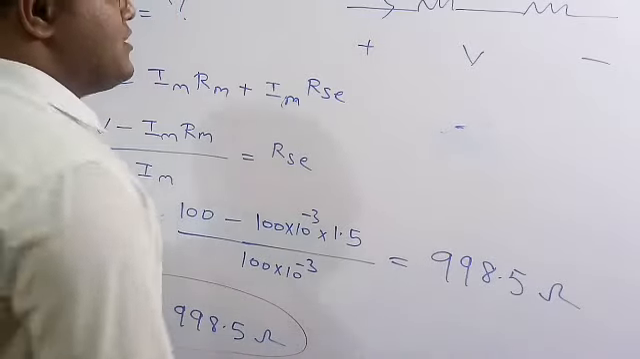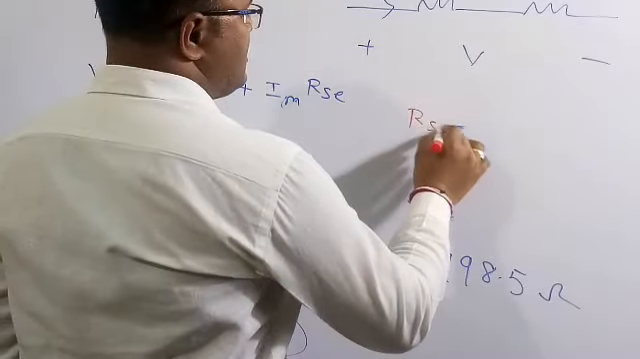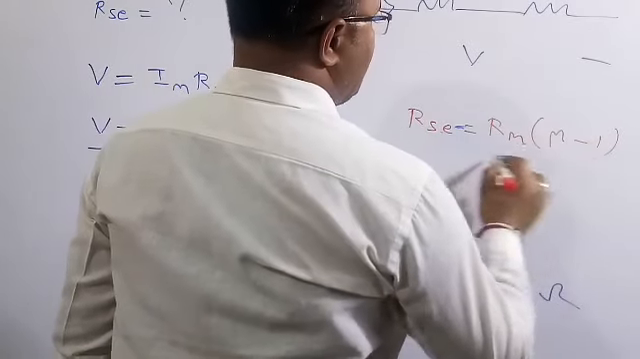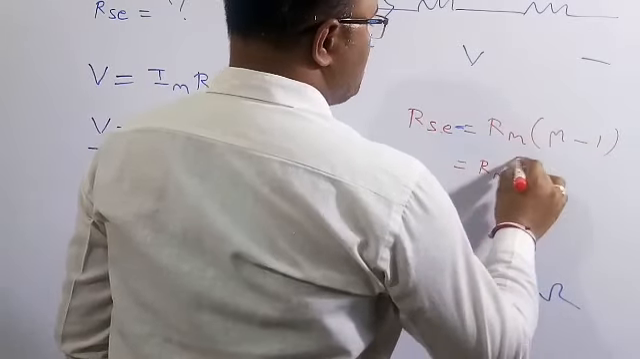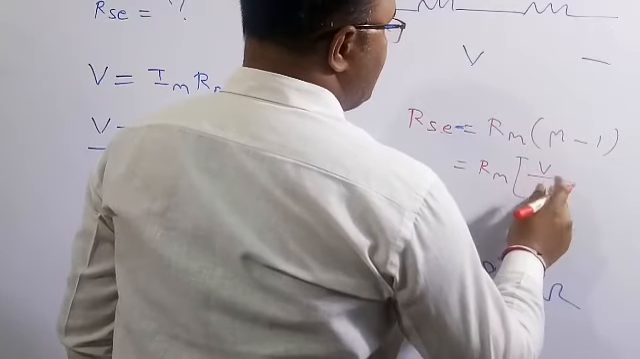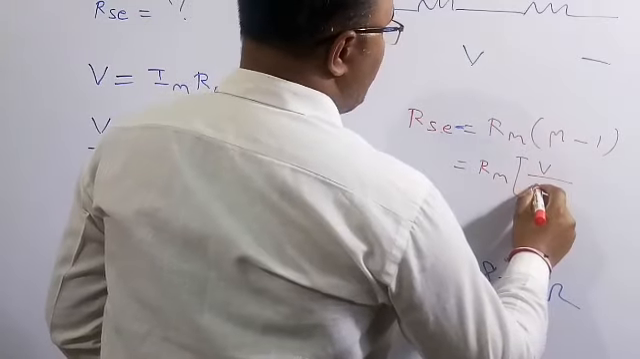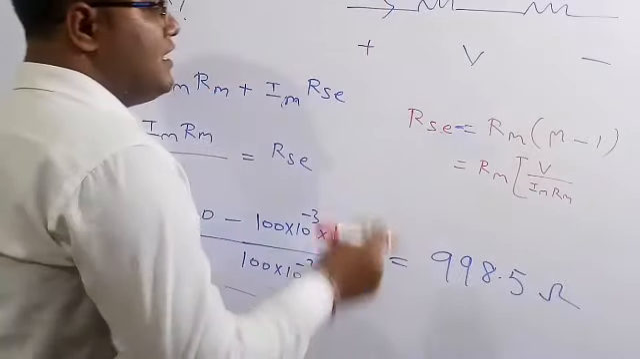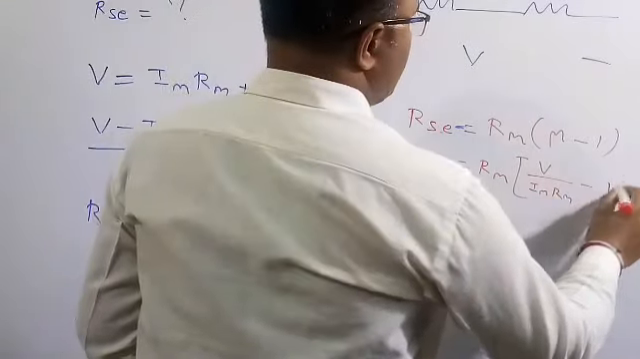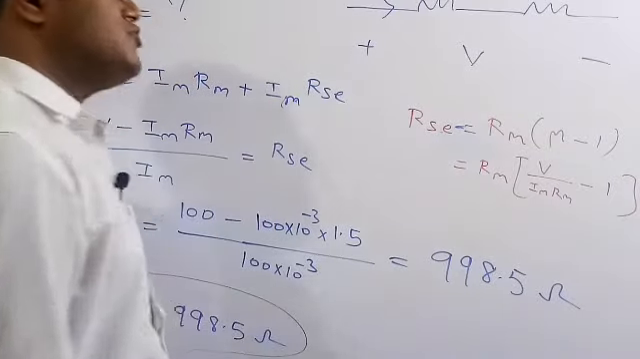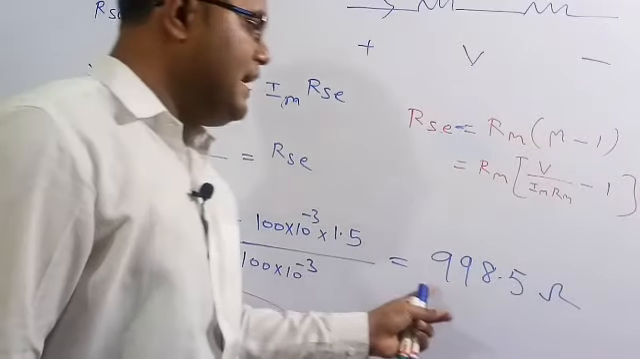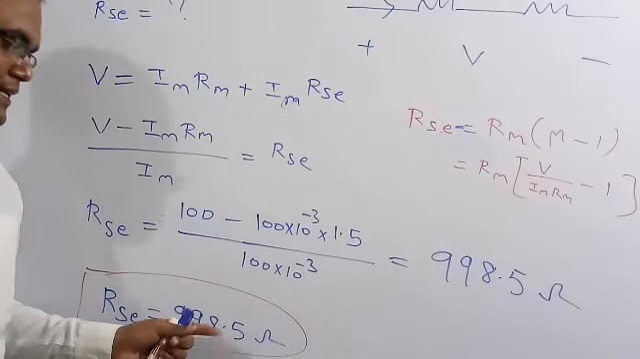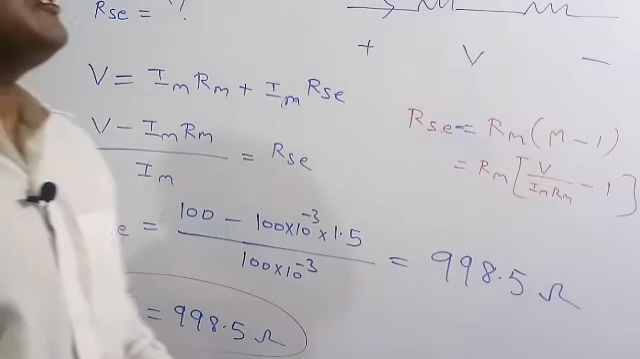In another way also we can solve. The easy formula is RSE is equal to RM into M minus 1. Here M is the total voltage divided by IM into RM, which is the voltage across the RM, minus 1. By this also we can get the same answer, which is 998.5 ohm. So the required answer for this numerical is 998.5 ohm.